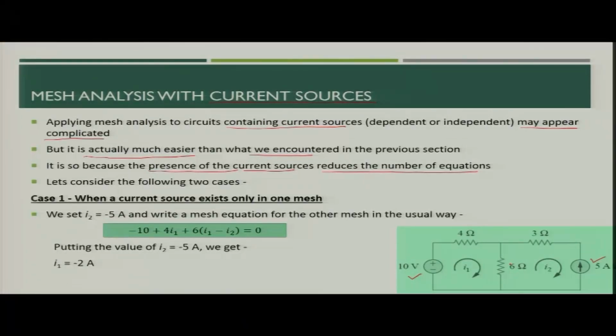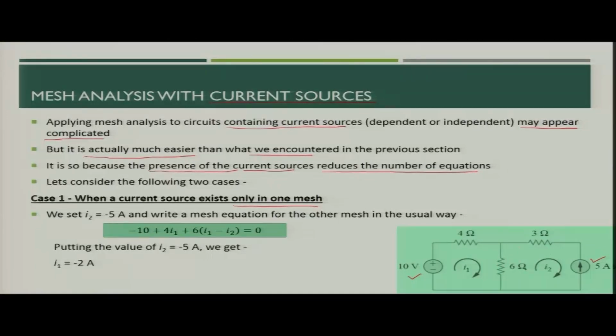Now, to analyze these kinds of circuits, let us take two cases first, so that you can understand two different types of circuits containing current sources. The first one is when the current source exists only in one mesh. In this particular case you will see that the current source exists only in this particular mesh. So, this is 5 ampere for this particular mesh. The other mesh contains the voltage source.